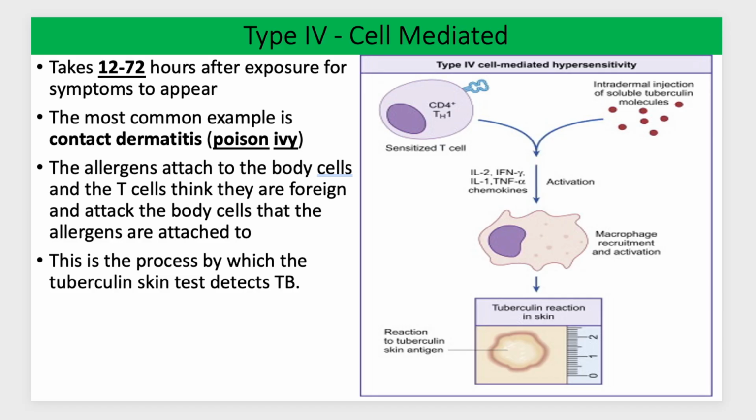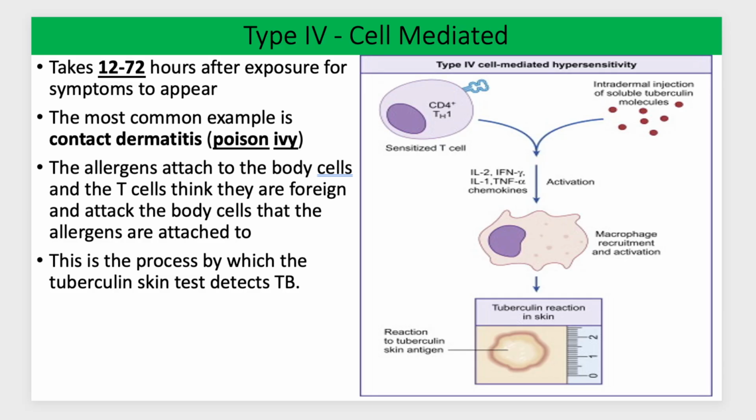So type 4, this is cell mediated, and this is going to take longer. It takes about 12 to 72 hours after exposure for these symptoms to appear. A common example of this is poison ivy, and they call that contact dermatitis. You get those plant oils on your skin, but then it takes a while. You might not see that start to pop up until the next day.